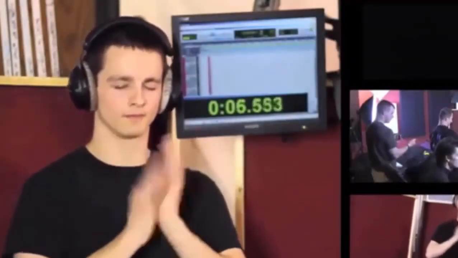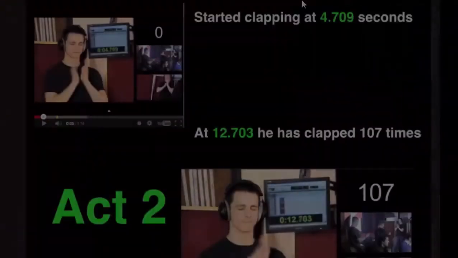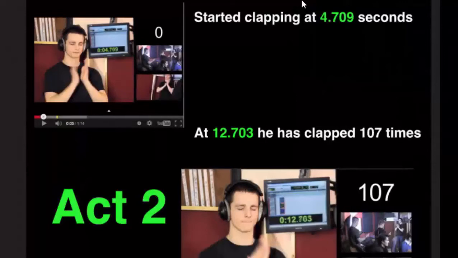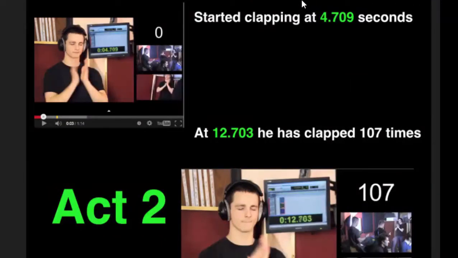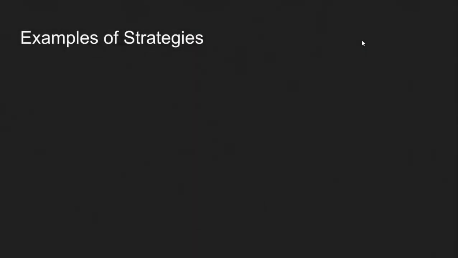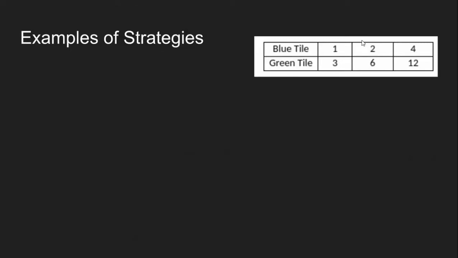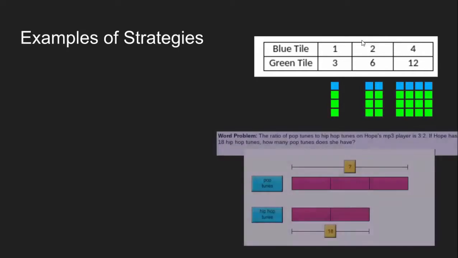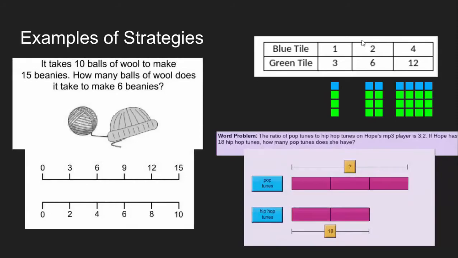Let's consider this task. Using this helpful information, let's consider what strategies students might use to determine how many times he would clap in a minute. Here are a few examples of strategies. Using a ratio table, as seen in the video for MGSE6 RP 3A. Using concrete materials, using a bar model or tape diagram, or using a double number line.